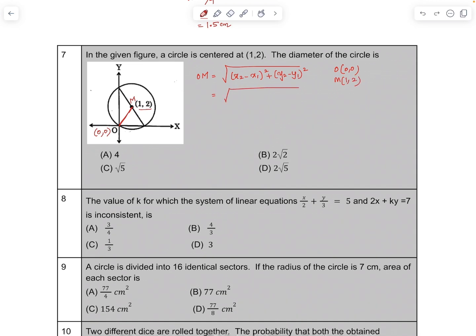OM is equal to square root of (1 minus 0) the whole square plus (2 minus 0) the whole square. OM is equal to root 5. So this is the radius of the circle. Diameter is equal to 2 into OM, which is 2 root 5. So the answer is option D.